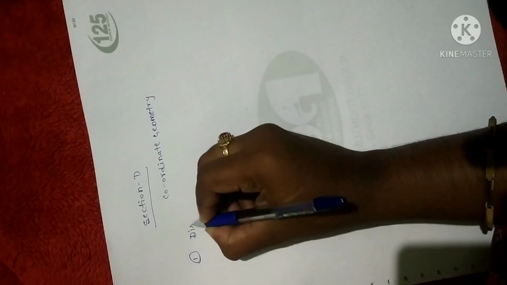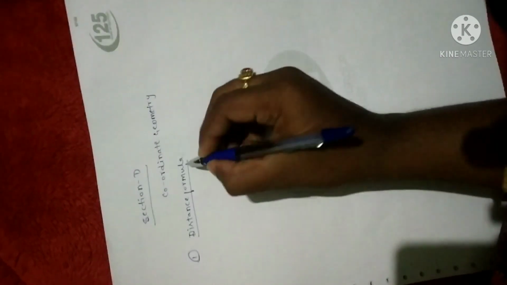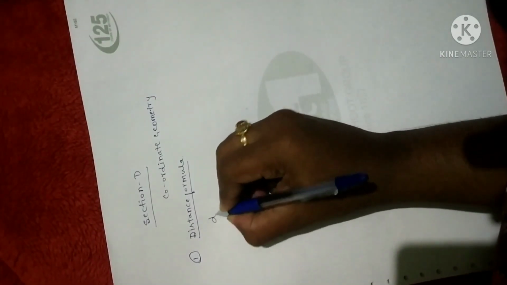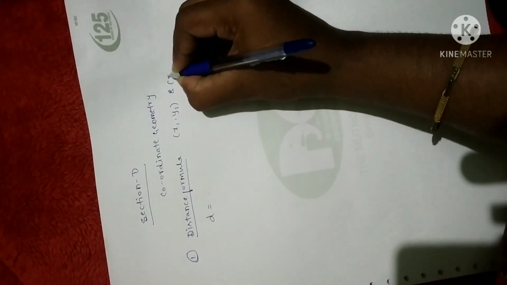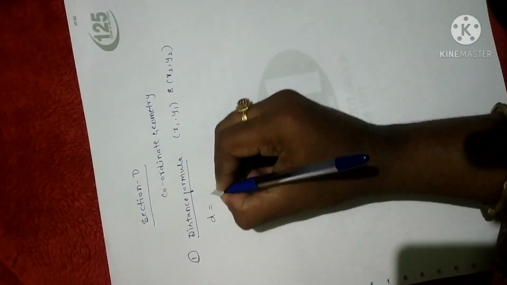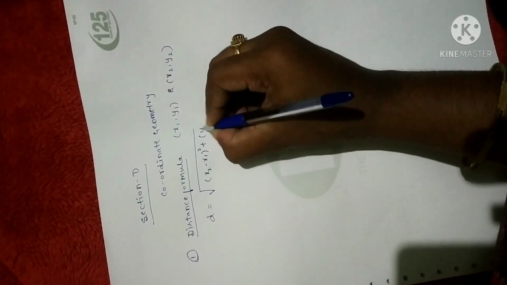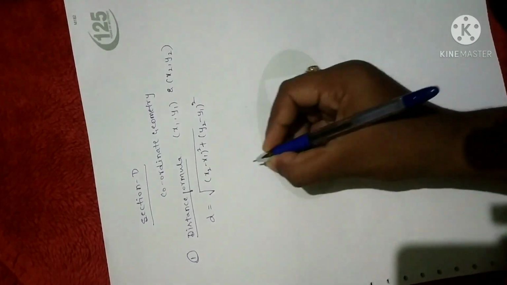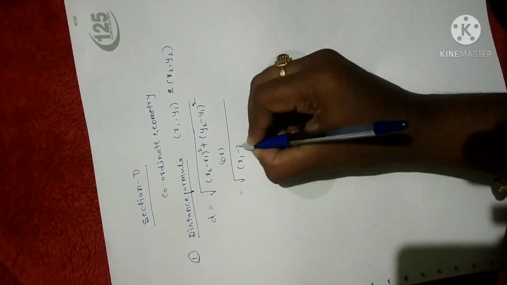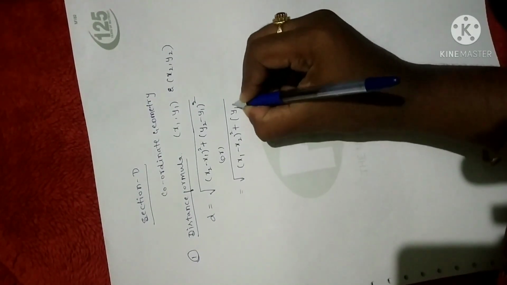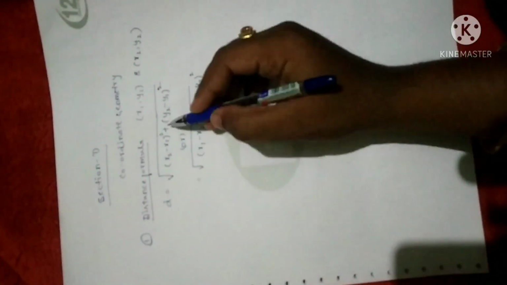question on the distance formula. So let me revise once again. Distance formula, you have to remember the formula. Suppose two coordinate points x1, y1 and x2, y2 are given. Then the distance is the square root of x2 minus x1 whole square plus y2 minus y1 whole square. You can use this formula, or else I can write the same as x1 minus x2 whole square plus y1 minus y2 whole square. Among these two you can use any one.